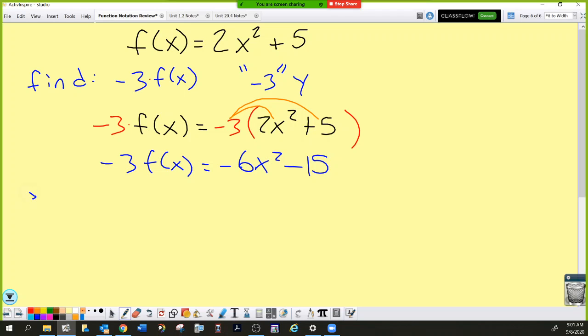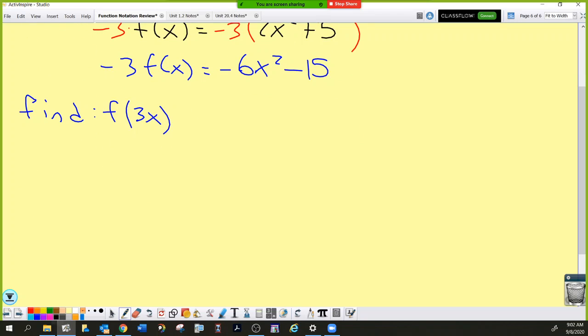But how about we find, I don't know, f of 3x. I like 3. Class, inside change. To change the inside means I'm changing my input. Do you understand now?